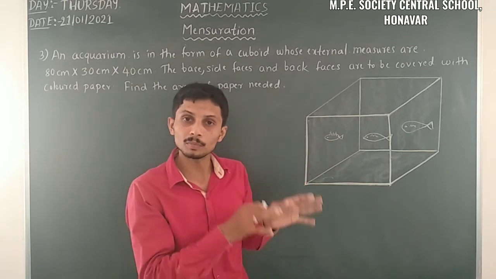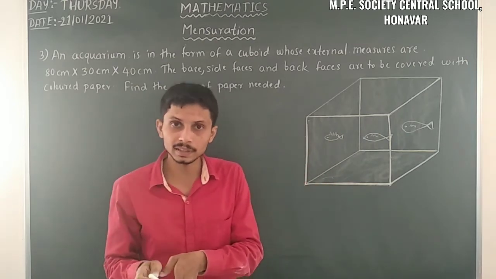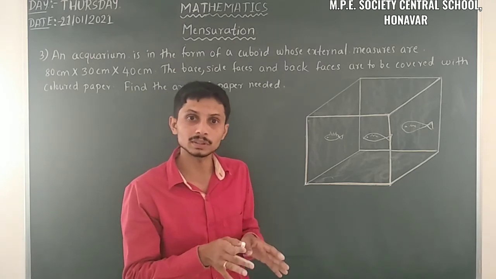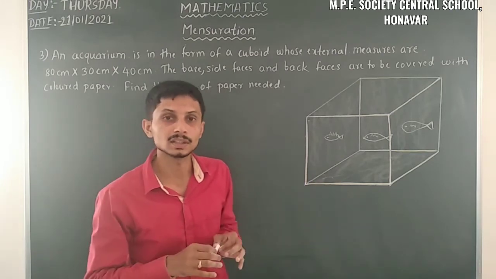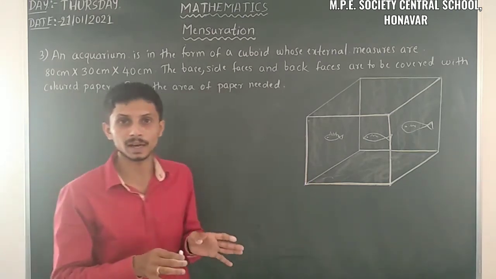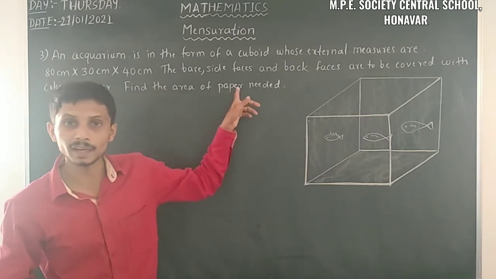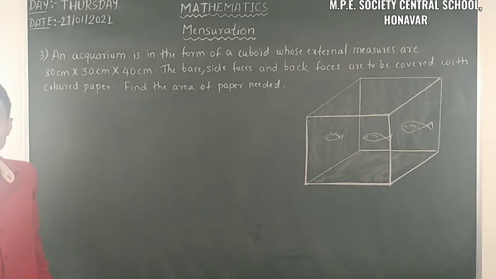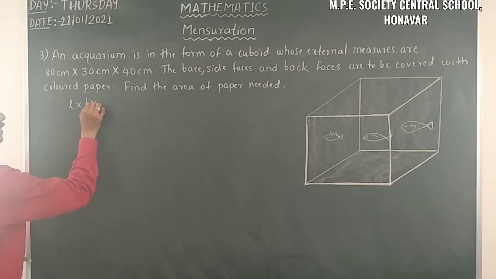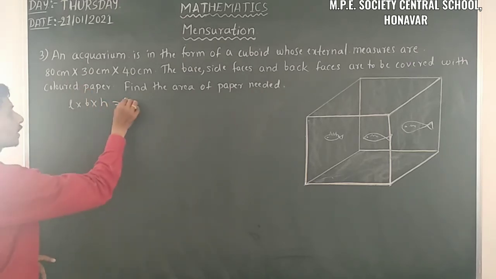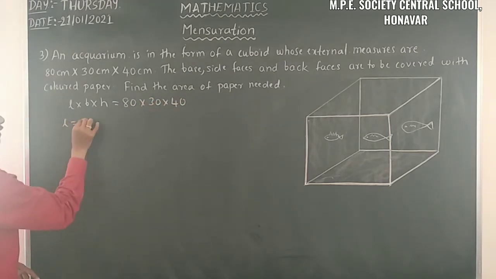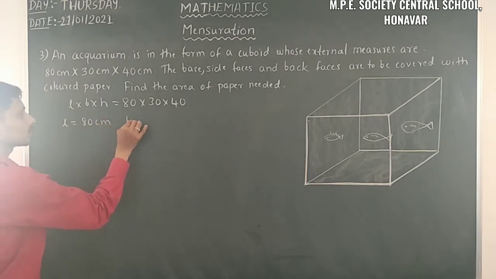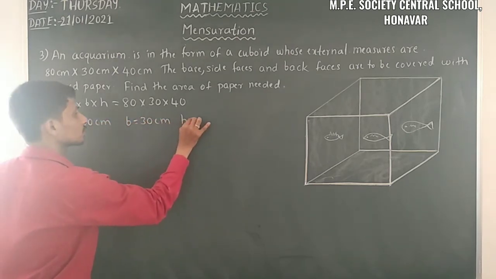So the area of colored paper needed is equal to the sum of the areas of all these faces. Firstly we have to know what things to take. Here it is given that length, breadth and height are in the form of L by B by H, that is 80 by 30 by 40. All are in centimeter. So L is equal to 80 centimeter, B is equal to 30 centimeter, and H is equal to 40 centimeter.